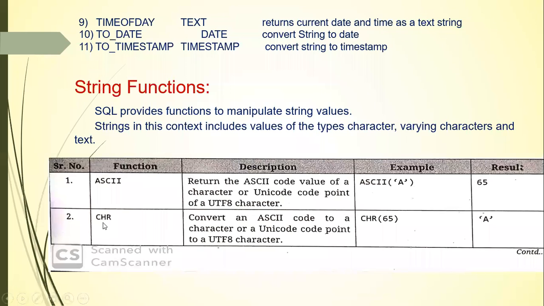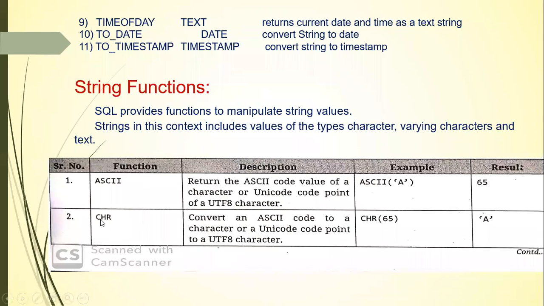Okay, now the next one is the CHR function. The CHR function can convert an ASCII code to a character or a Unicode point to a UTF-8 character. These are the different types of formats that can be used by our system.